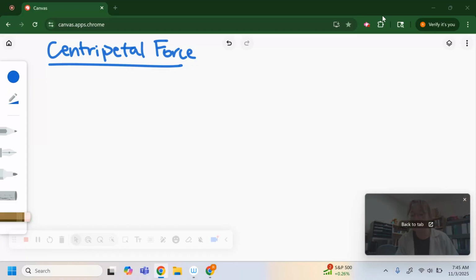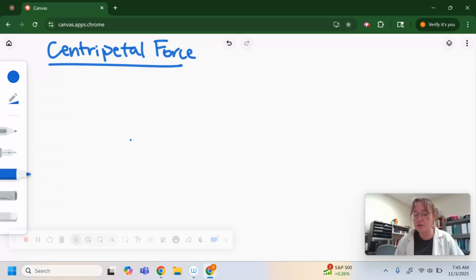For planets that are orbiting around the sun, gravity is the centripetal force. Gravity is what makes them go in a circle. For cars traveling on a road, what allows a car to go in a circle is friction between the tires and the road. So all of these different things can act as centripetal forces. Any type of force can be a centripetal force as long as its purpose is to make an object go in a circle.